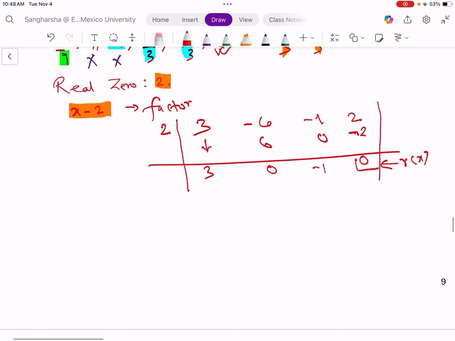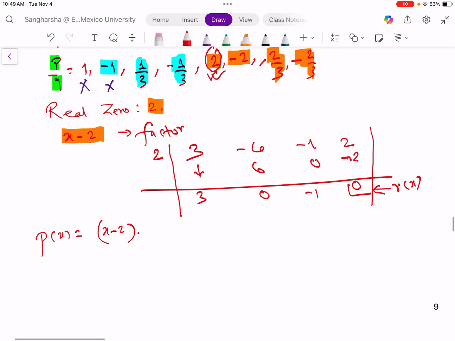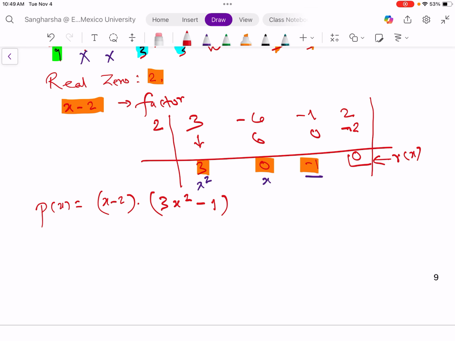So p of x is the divisor, x minus 2, times the quotient. Now can you tell me what the quotient is here? How do we write this as a quotient? Since the degree is 3, this is x squared, this is x, this is a constant. So we have 3x squared minus 1. So we have our p of x in completely factored form.